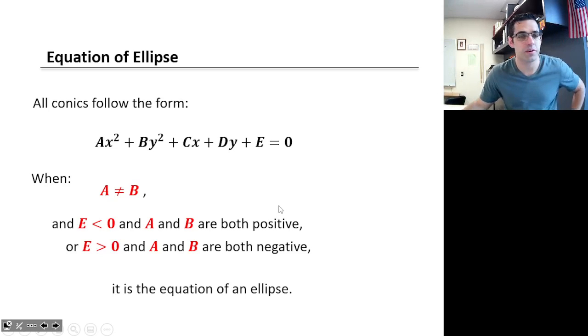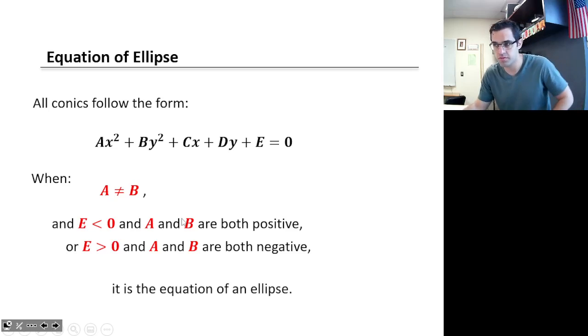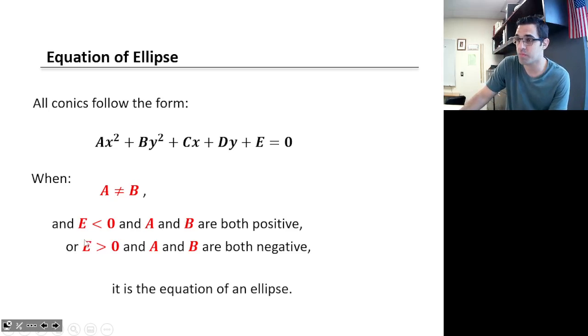Starting with the equation. So here's our general conic equation, and we can create an ellipse from our conic equation by making sure that A and B are not equal, and then making sure that A and B are both positive or both negative. And whatever they are, E would be the opposite. So if A and B are both positive, make E negative, or if A and B are both negative, make E positive. If you meet those conditions, then you'll create an ellipse.